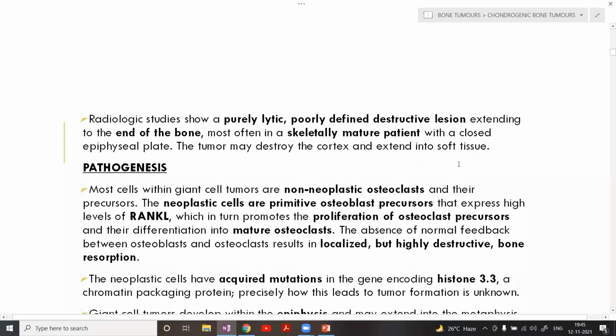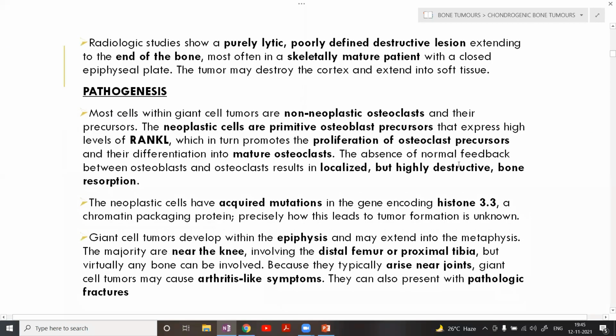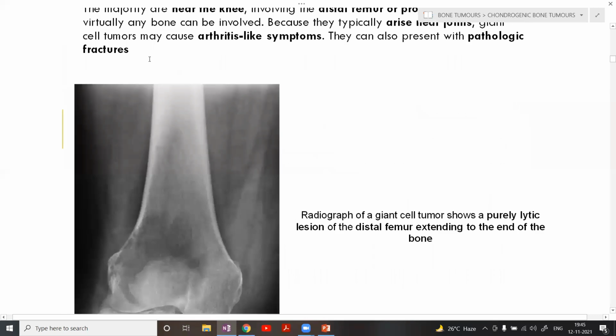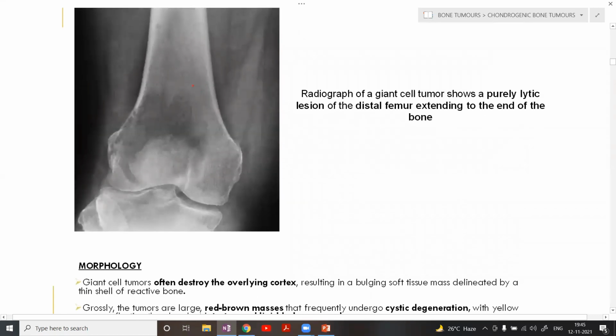Now coming to the next. Radiologically, this lesion is purely lytic. It is a destructive lesion and it is there in a skeletally mature patient at the end of a bone. So let me show you one diagram so as to prove my point. Can everyone appreciate a tumor over here? Yes. It is lytic. Lytic meaning that if you see the color, this is more clear. This is called a lytic lesion. Now, first of all, this is one end, this is another end. So it is the end of a long bone.